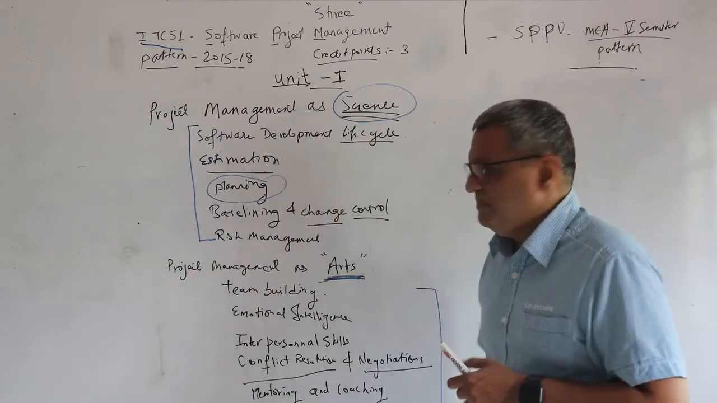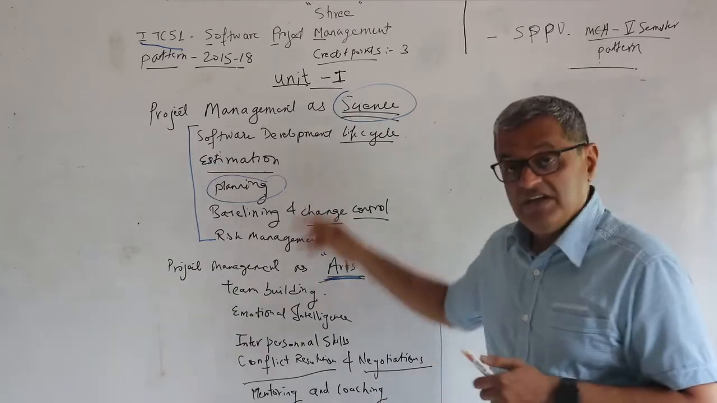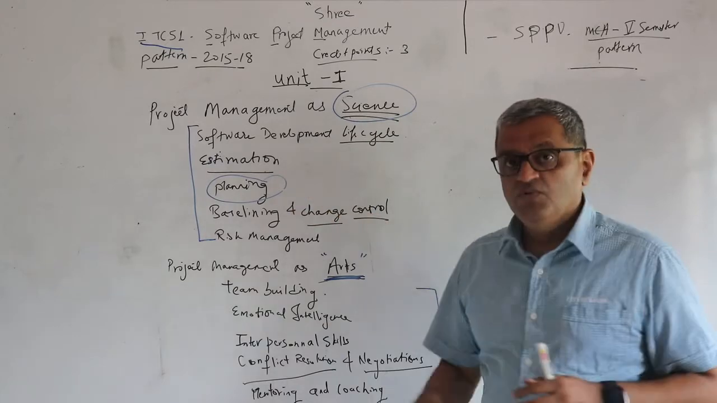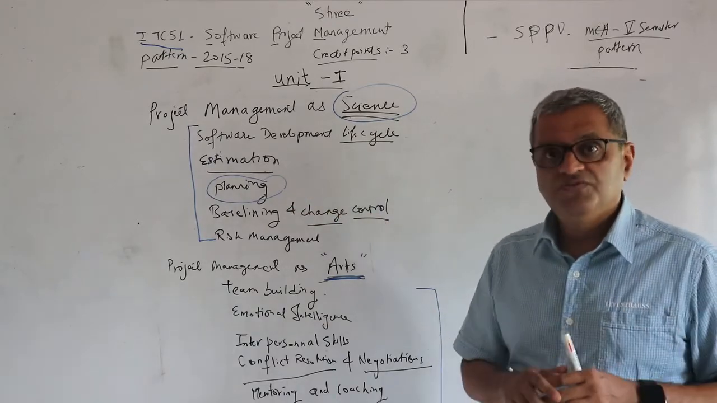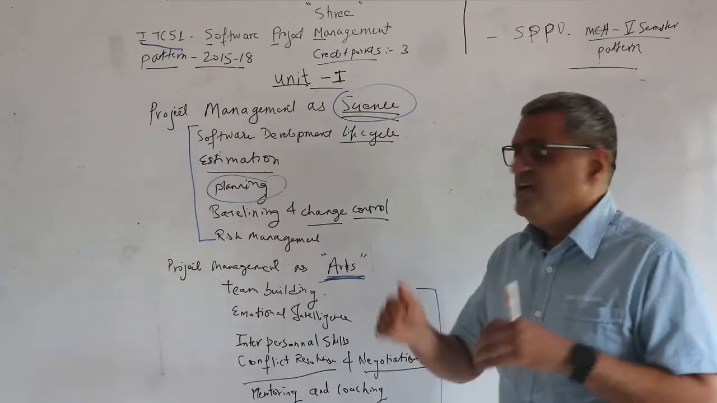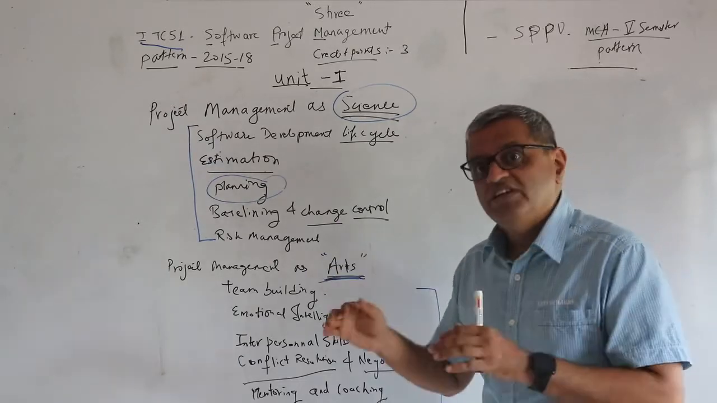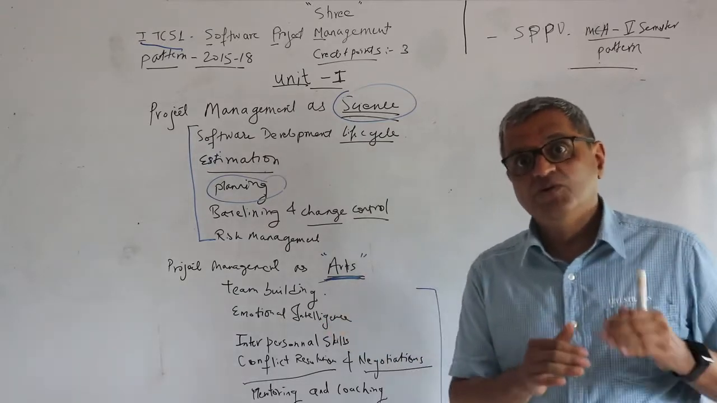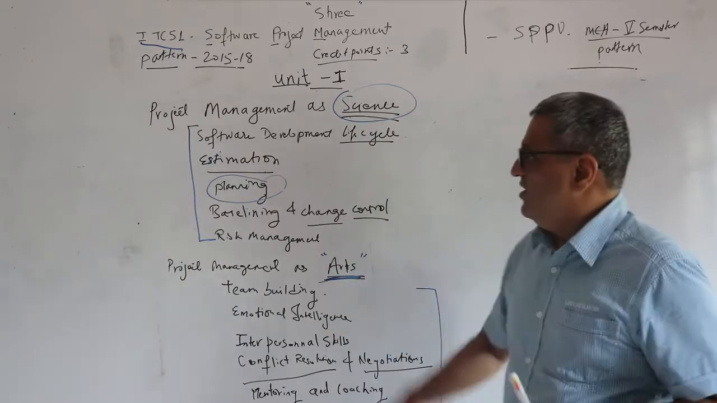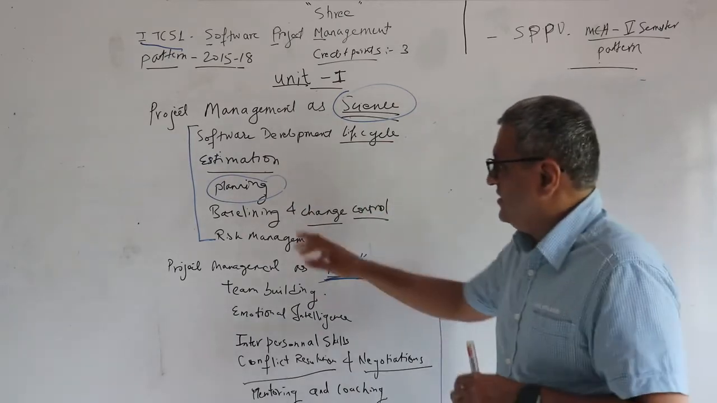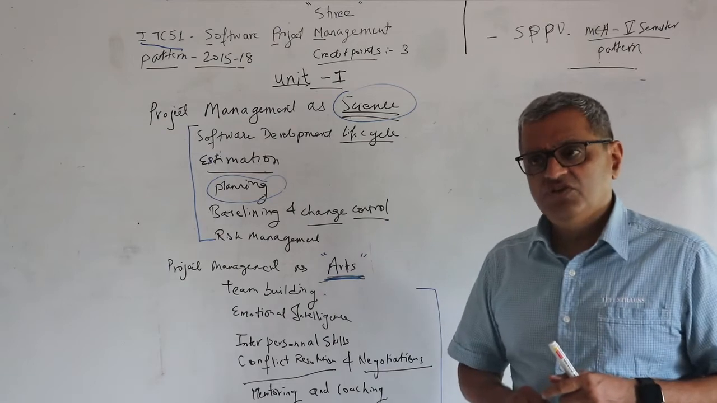So that's basically planning, and hence again it's a very technical activity, and it involves lots of understanding of the overall process, understanding of what is expected and how those expectations are going to be fulfilled. Hence planning is also a science. Now, baselining and change control.